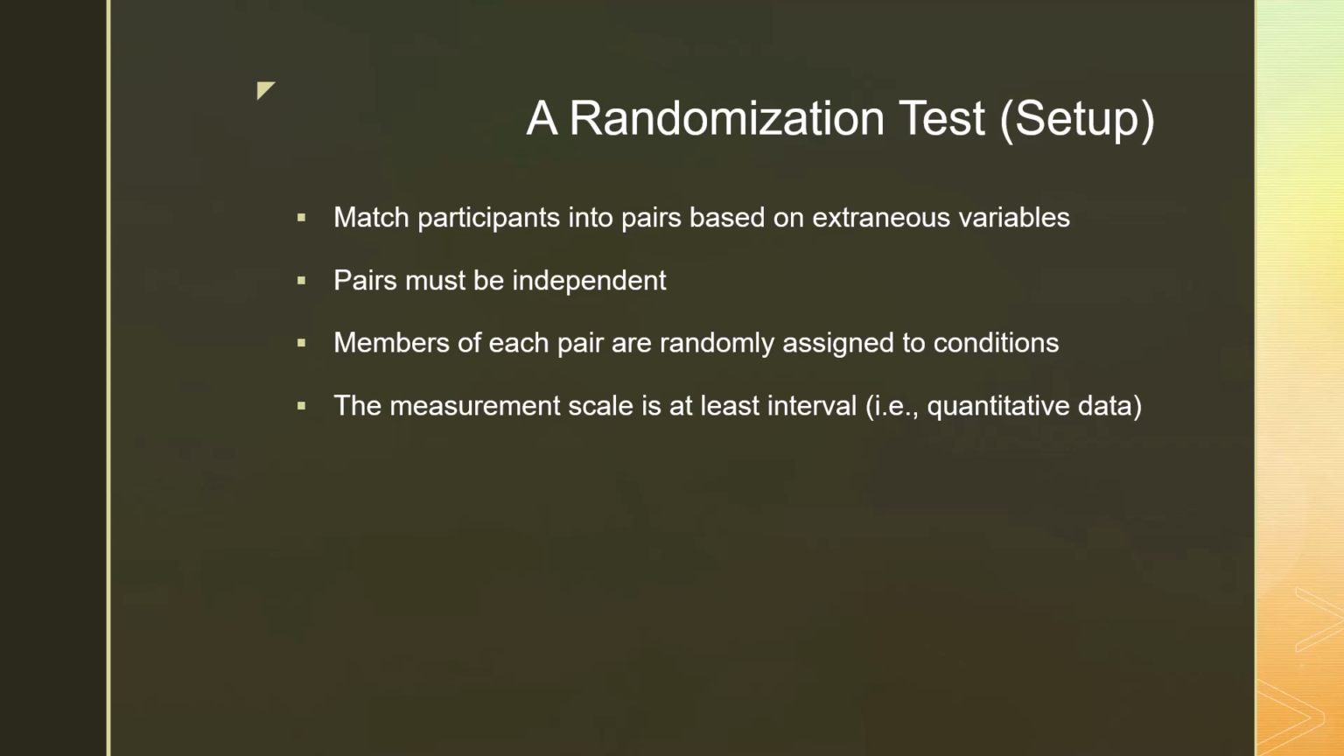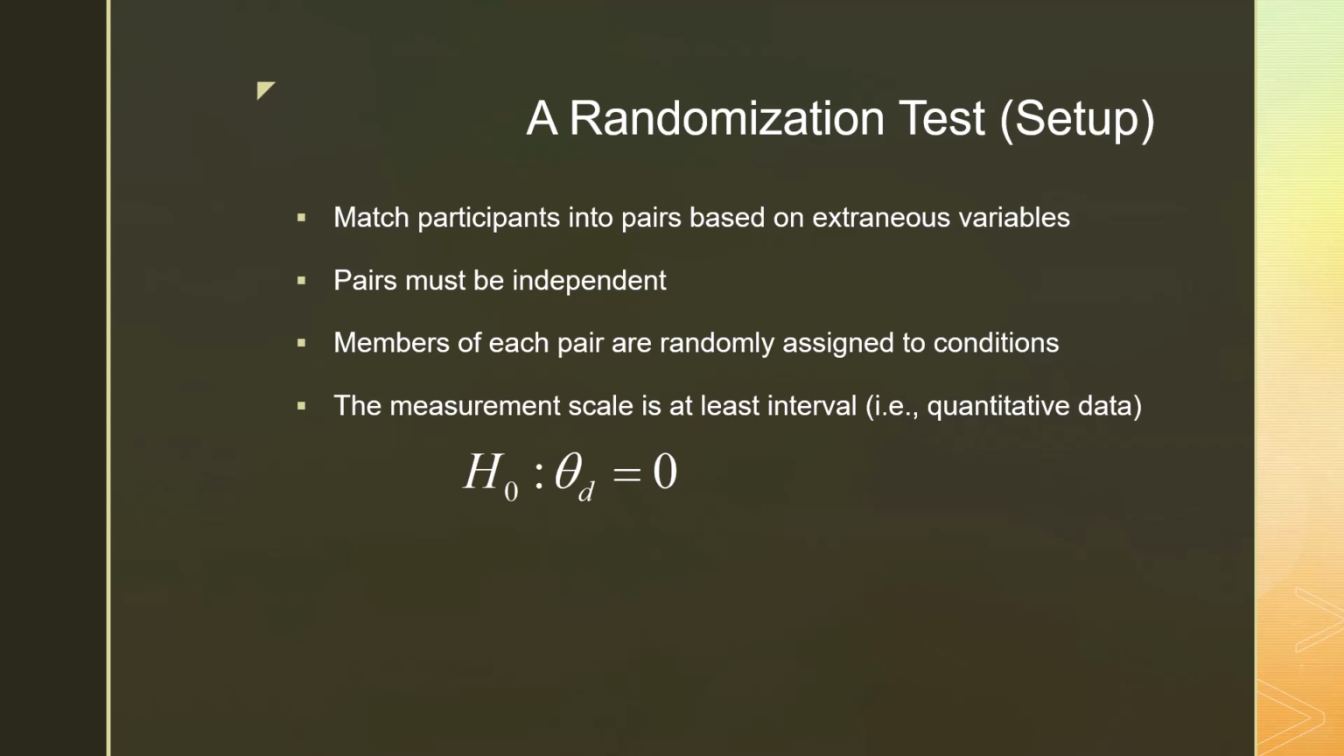We're going to match participants into pairs based on extraneous variables. The pairs must be independent of each other. The members of each pair are then randomly assigned to conditions, and the measurement scale is at least interval, that is quantitative data, as we measure each participant on a continuous underlying construct. The null hypothesis is about the center of the distribution, with center defined by the median of the difference scores, and that center is viewed as 0.